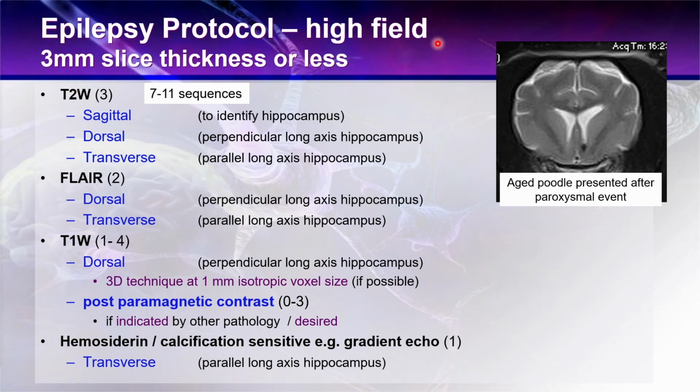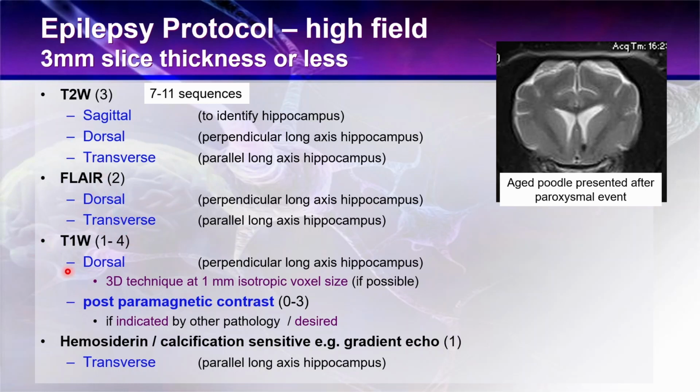If it's a high field scanner, so more than 1.1 Tesla, usually 1.5 Tesla or more, then T2 weighted are your anatomical images, your ones for getting the best anatomy. So we need to have 3 sequences in here, and also at least 2 sequences in FLAIR. I choose a dorsal and a transverse.